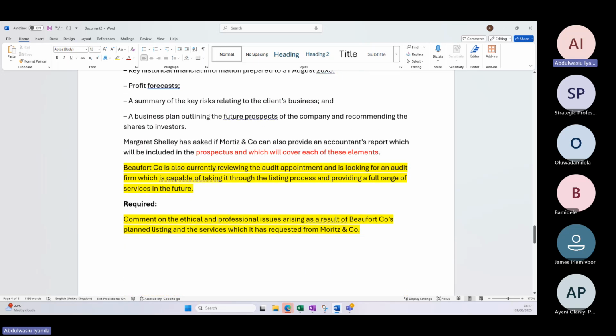The MD, the company is currently reviewing the audit appointment and is looking for an audit firm that is capable of taking it through the listing process and providing a full range of service in the future. A full range of service. So I feel they are trying to intimidate us, but do you disagree? Before I say something, there has to be an alignment. Do you agree? They are looking for another auditor that will be doing it.